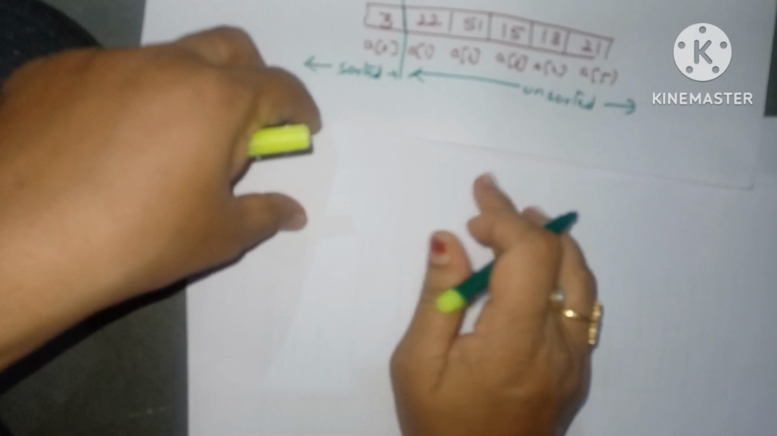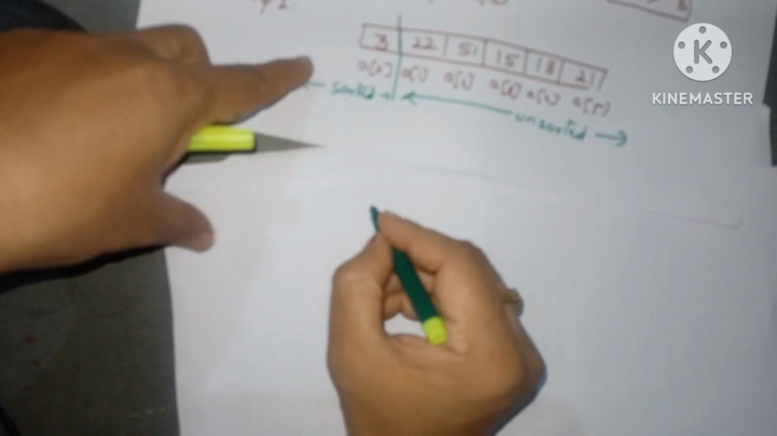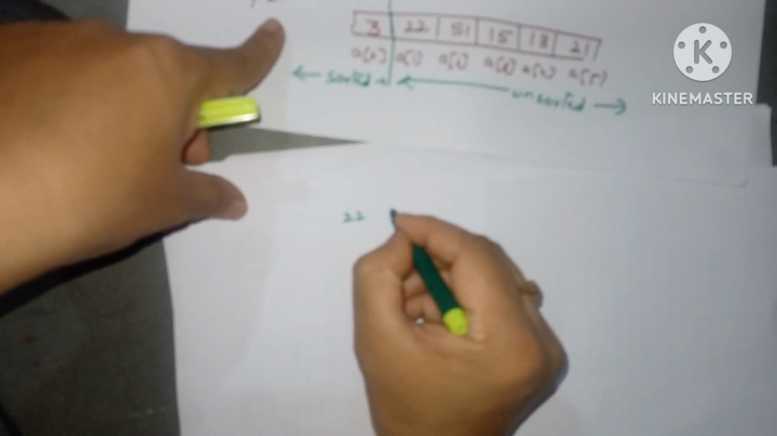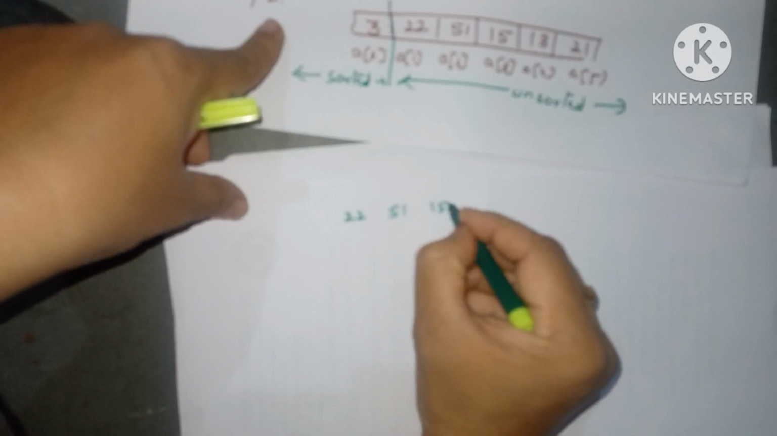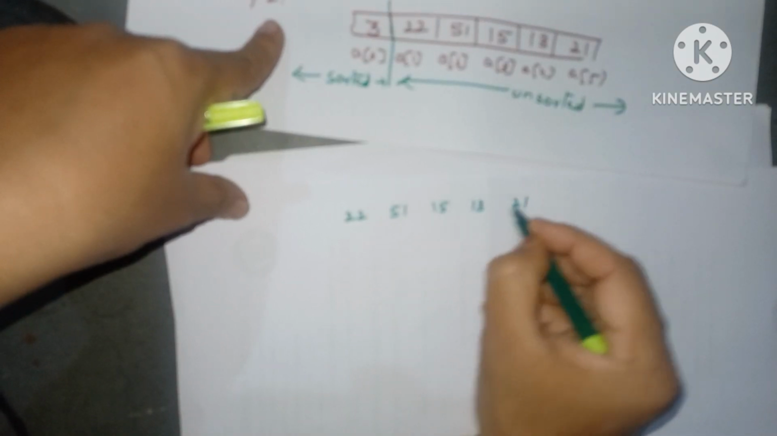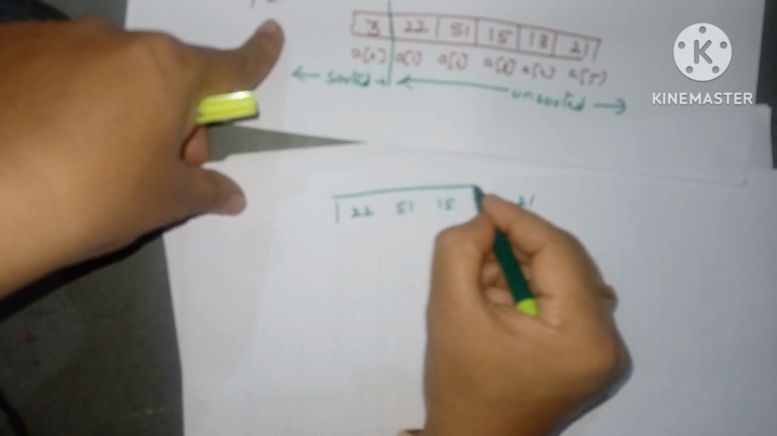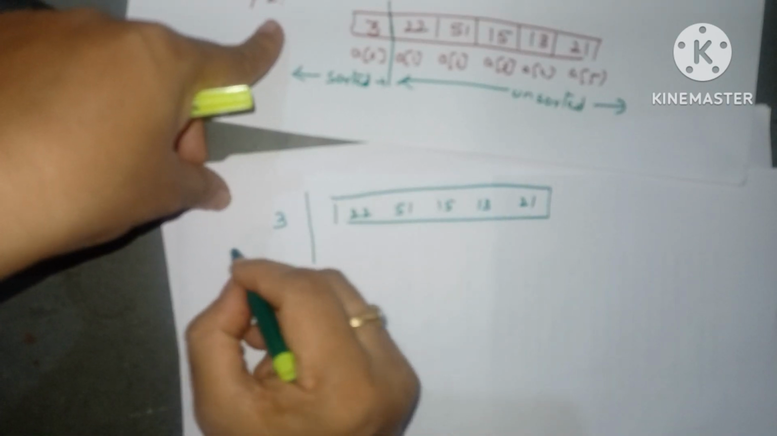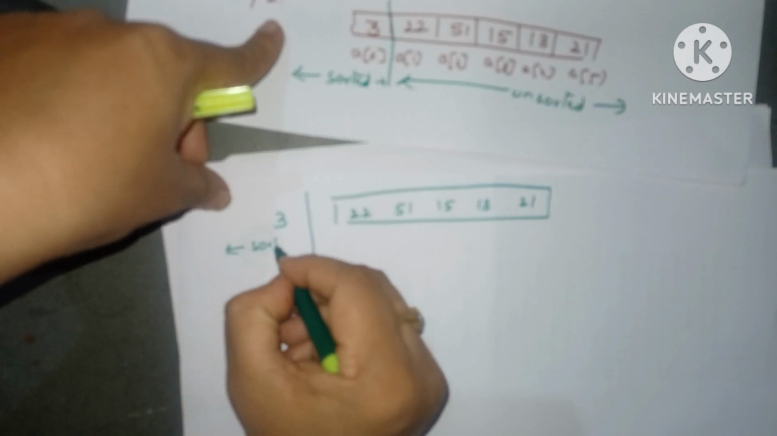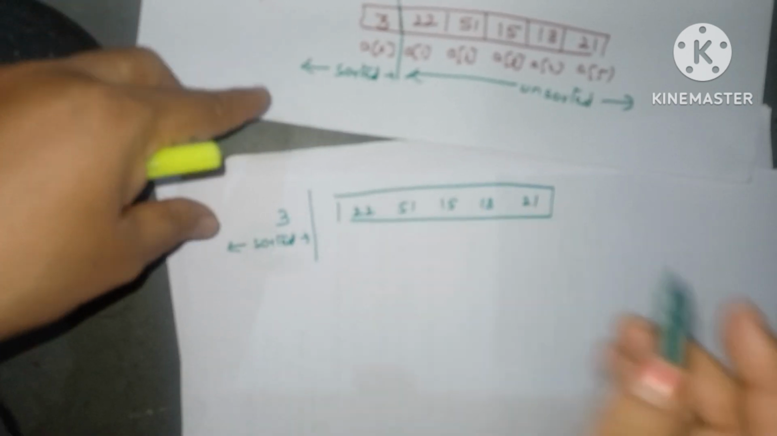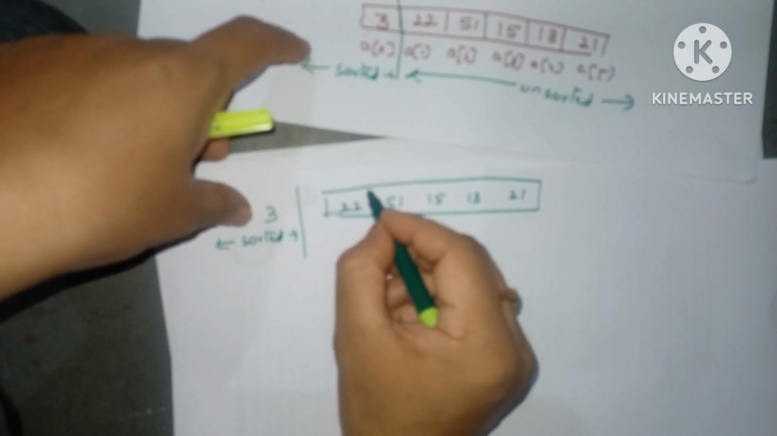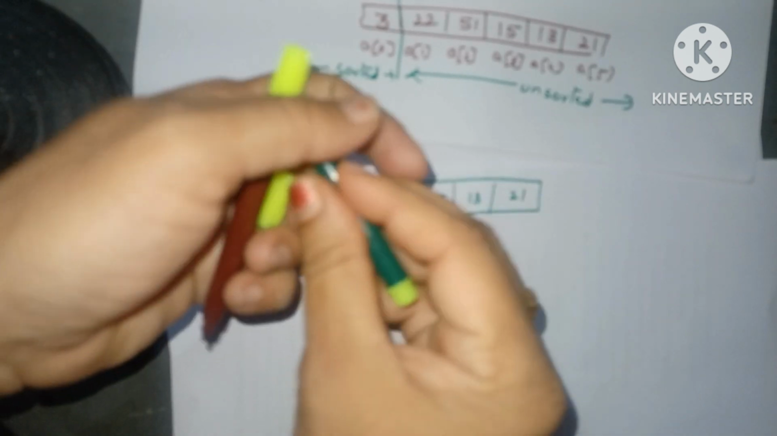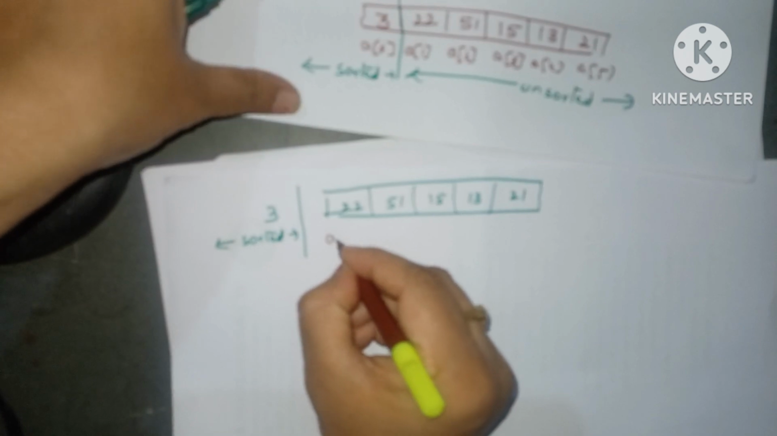Step 2 means again we take these elements: 22, 51, 15, 13, 21. Only these elements are not in order, so take these elements only. 3 is already in order. This is the sorted part, so don't do anything with it. Again we divide the array, and this is again the A of 0th position.